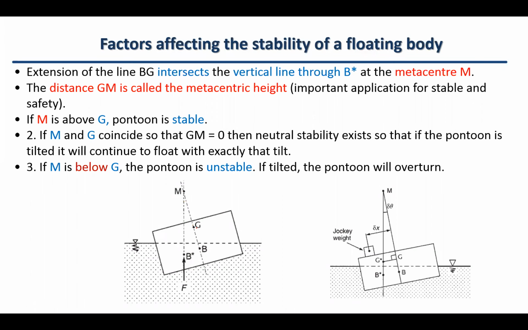As the GM decreases, in the worst case scenario, if M coincides with point G, we say the GM is 0, and we have neutral stability. In that case, if the pontoon is tilted, whatever the angle of tilt, it will definitely capsize and overturn. The situation is the same if M is below G: the pontoon is unstable and will easily overturn if it is tilted. So those are some of the key factors for the stability of the pontoon.